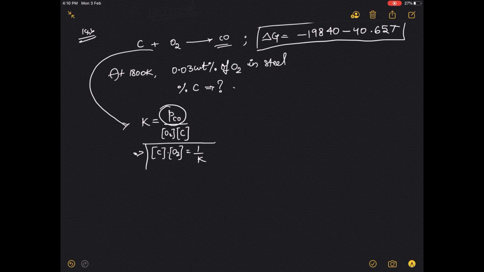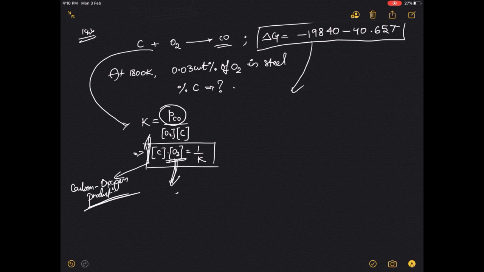So this is usually called the carbon oxygen product. They are inversely proportional. If the oxygen content in the steel is very low, it indicates that my carbon is high, or vice versa. Okay, now we'll come to this value.